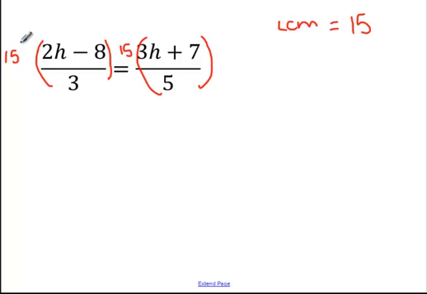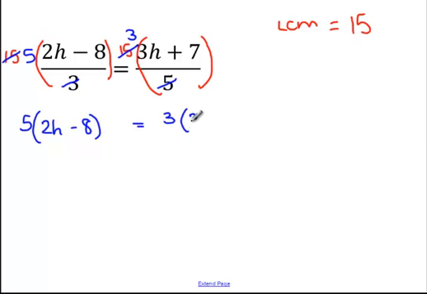Try and do some different colors. If I'm doing 15 times something divided by 3, actually 15 divided by 3 is just 5, so I'm just multiplying this term by 5. And similarly, if I'm doing 15 times something divided by 5, 15 divided by 5 is 3, so I'm just multiplying by 3. But let's rewrite that so we can see it a bit clearer. 5 times (2h minus 8) is equal to 3 times (3h plus 7). Okay, so now look at that. It looks a lot nicer. There's no yucky denominators to deal with.